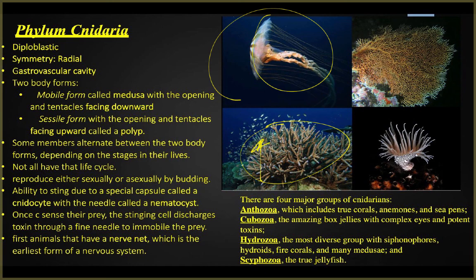Some members alternate between these 2 body types, depending on the stage of their life. Some of them don't have a life cycle, so they just stay in one. They can reproduce sexually or asexually by budding. They're cool because they're able to sting their prey, and that makes them essentially immobile. And they were the first animals to actually have a nerve net, which is the earliest form of a nerve. And the 4 groups that you can see are the Anthozoa, the Cubozoa, the Hydrozoa, and the Scyphozoa. So we're going to look at a few of those today.